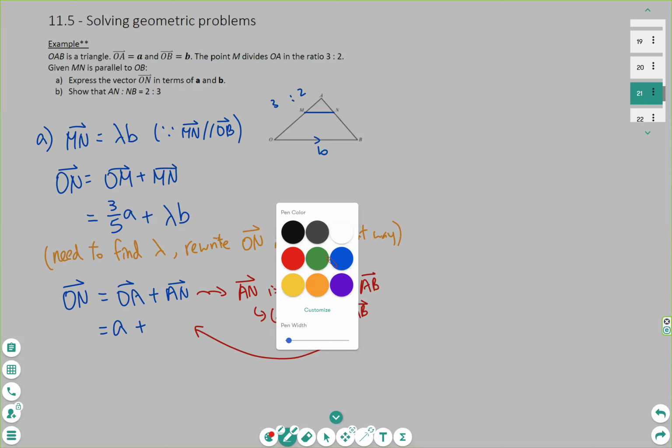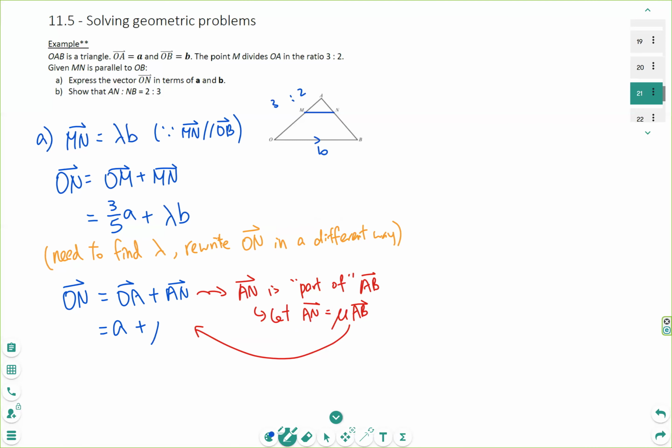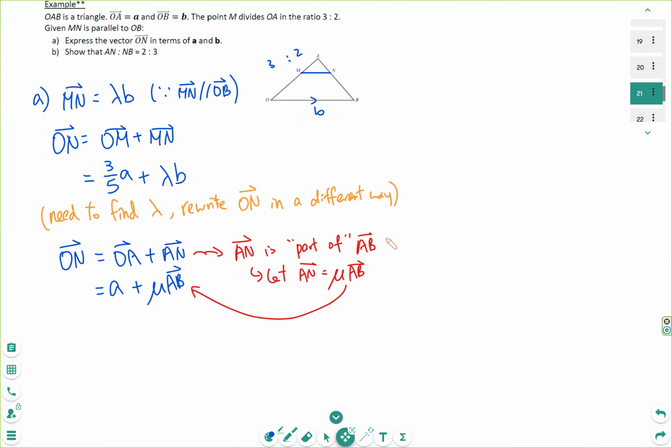So we can say AN plus mu AB. But what's AB? Good question. AB is the same as AO plus OB. So if you're struggling to follow it, you can color code it so you know this is where it comes from. Okay. Next, the left hand side is ON.